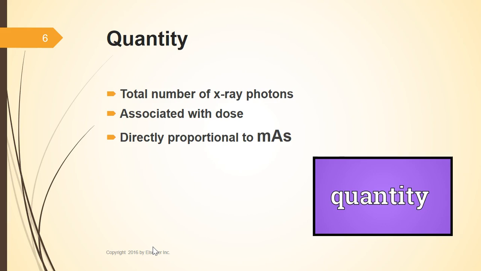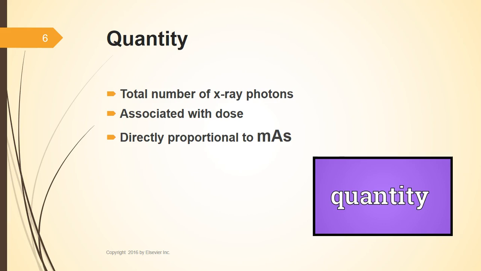Beam quantity refers to the total number of X-ray photons in a beam. The radiographer should always associate quantity with radiation dose. Dose, number of photons, quantity. All other factors remaining constant, an increase in quantity increases the dose delivered to the patient. Beam quantity is directly proportional to mass. And what is mass? We'll go into it in a minute, but it's milliamperage per second.